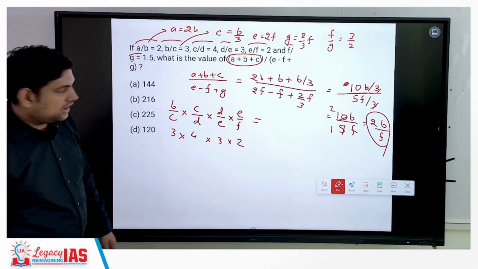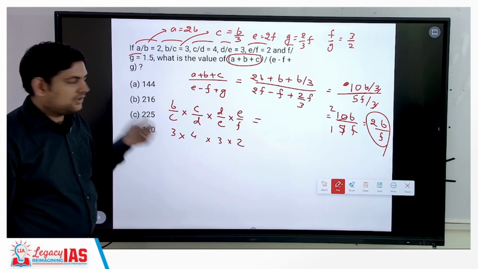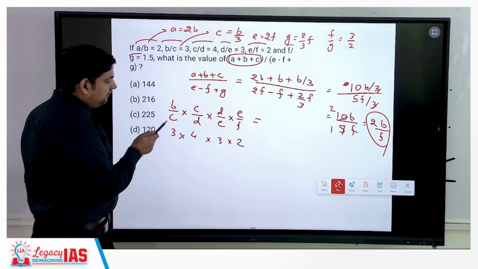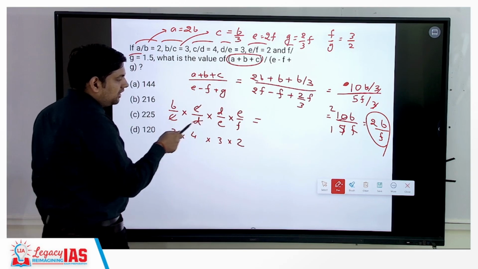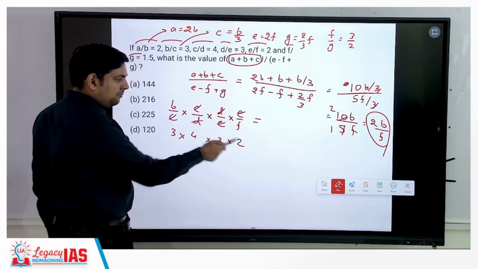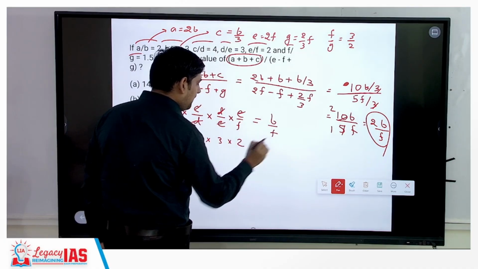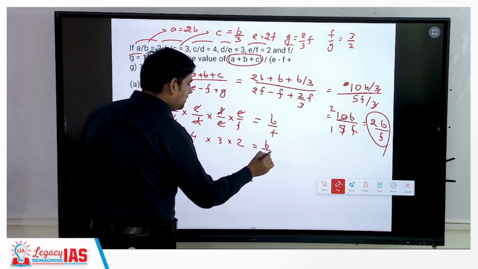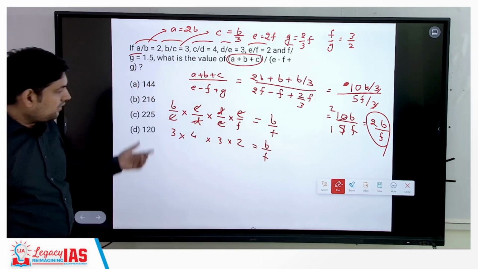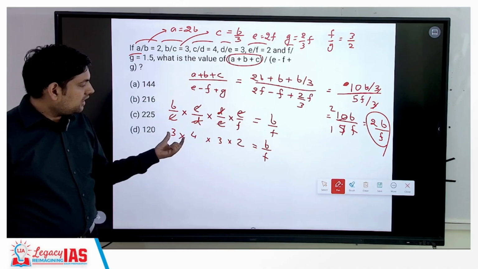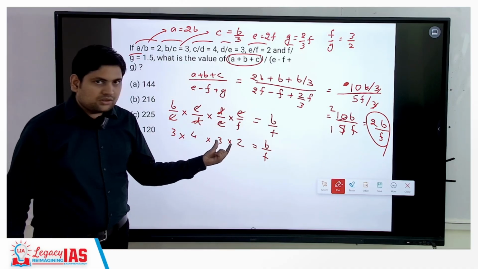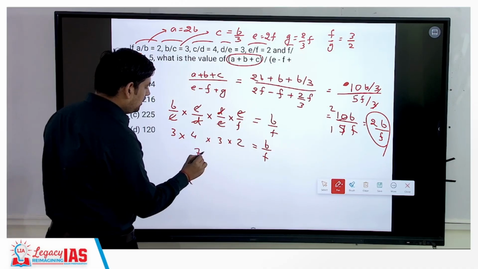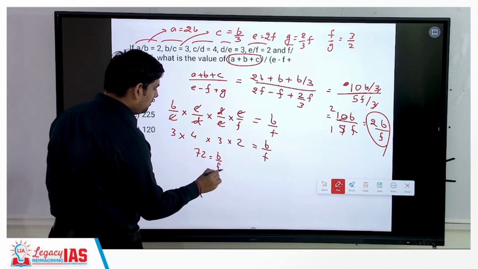Now one good thing here is this value you can of course find out. Can you see everything else getting cancelled out? C, C, D, D, E, E. What you get? B by F. So this becomes equal to B by F. Now what you get? 3 4s are 12. 12 into 6, that is 72. 72 is equal to B by F.